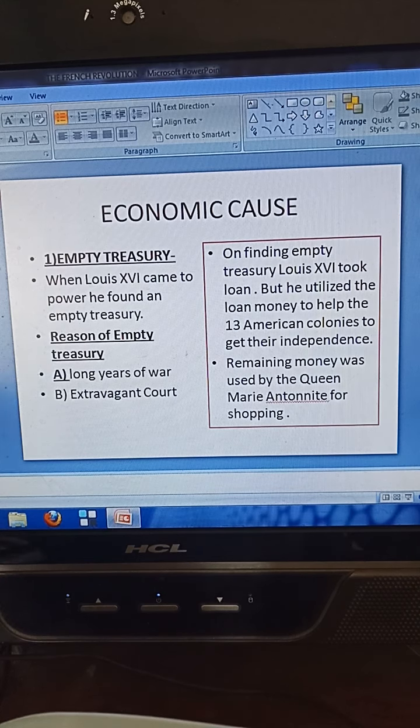France was constantly at war with different countries, which was financed by loan. The money from the treasury was utilized. The treasury got empty. The second reason was extravagant court. The court of France was very extravagant.